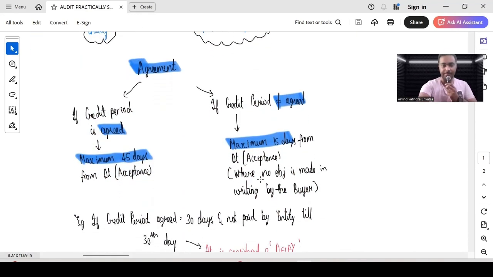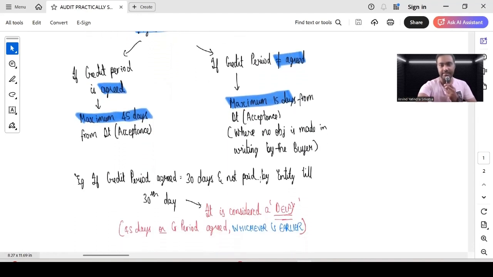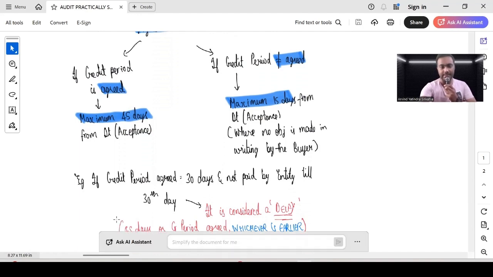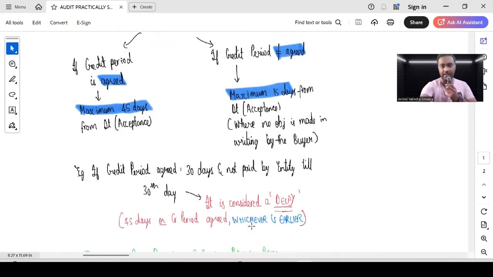So let's say the credit period agreed is 30 days and the amount is not paid by the entity till the 30th day. You guys would have a doubt. Is this a delay, boss? Yes, this is a delay because the MSME Act says that the maximum credit period you can have is 45 days. But it is just the maximum limit. Here, you have agreed for 30 days and you have not paid on the 30th day. So it would amount to a delay, guys. And so the crux is that it is either 45 days or the credit period, whichever is earlier. I hope you understood this, guys. So it would amount to a delay in payment.